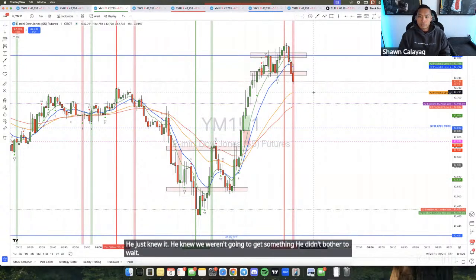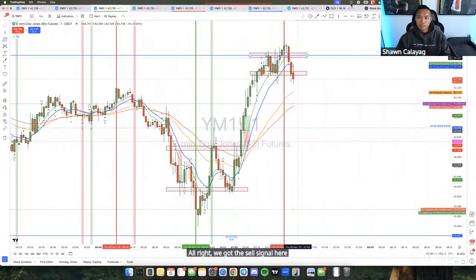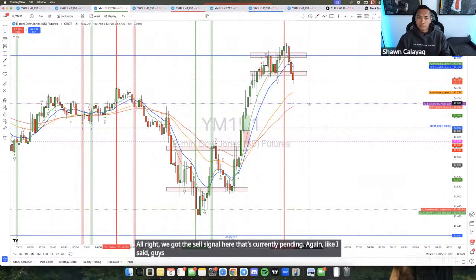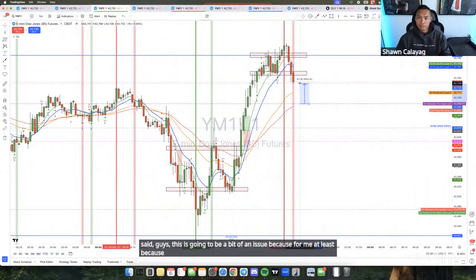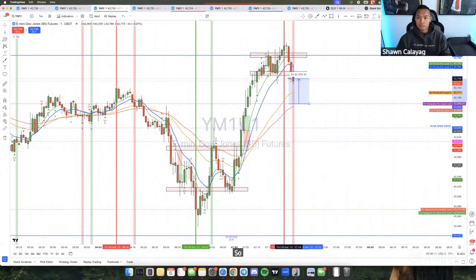All right, we got the sell signal here that's currently pending. Again, like I said, guys, this is going to be a bit of an issue because, for me at least, it's going to be too close to the sessions down here. So ideally, I was looking for the sell signal to close up here, you know, one of these two candles.